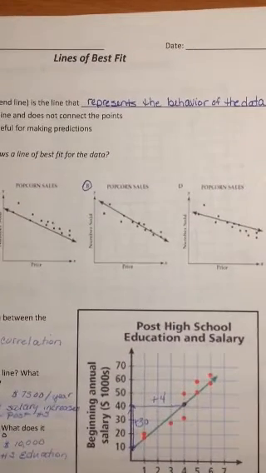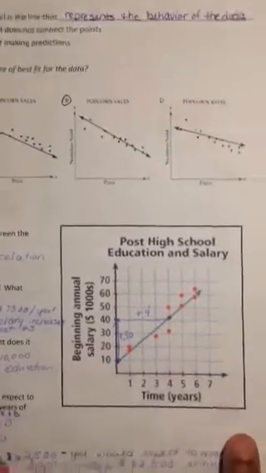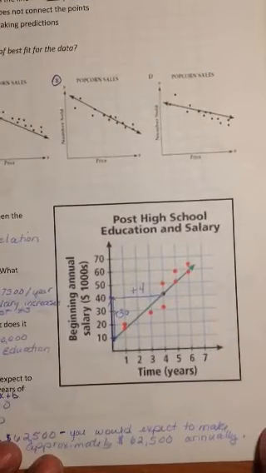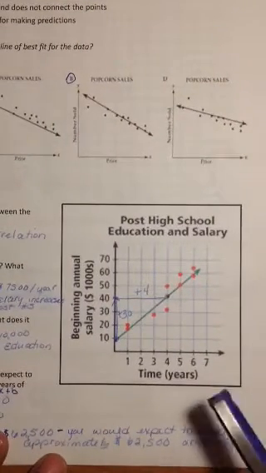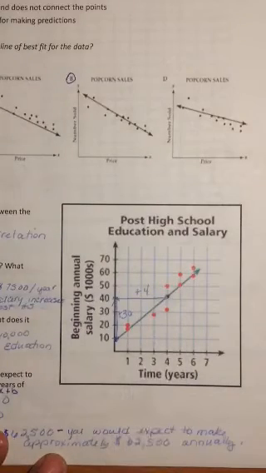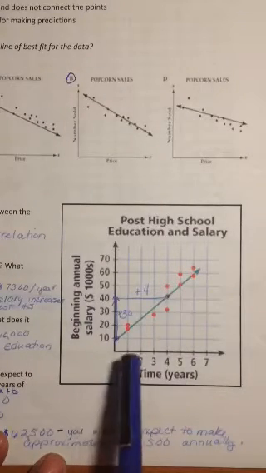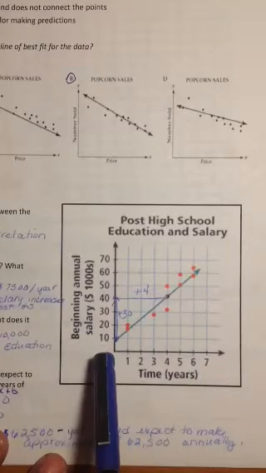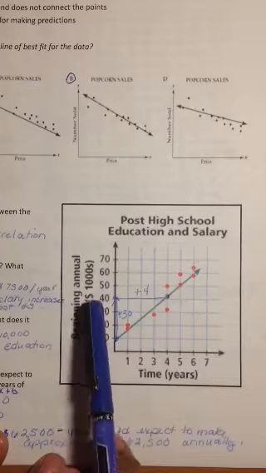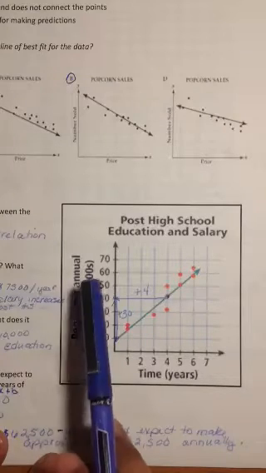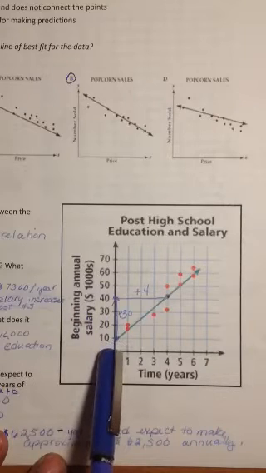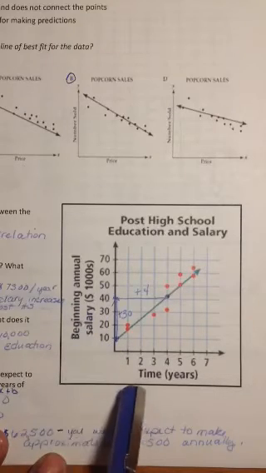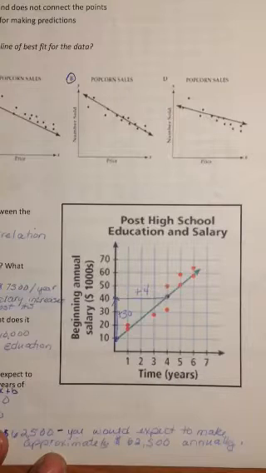Let's look at an example. If I'm given data and a scatter plot, I've already got my line of best fit drawn, and from that I want to make a prediction. As you can see, this is post-high school education salary. It's showing the number of years of education after high school that I get, and these are the beginning annual salaries, what I would expect to get as a beginning salary. And these are in the thousands, even though my graph is numbered by tens, and the number of years is numbered by 1.